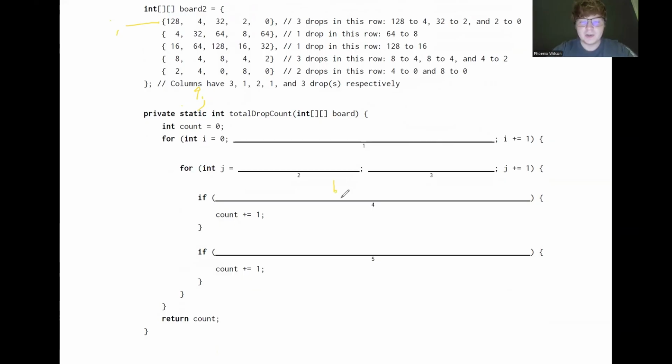Well, I'll just say if the guy to the left of me, if that's greater than me, I'm going to add one. And then same thing here. If the guy that is above me is greater than me, I'm also going to have to add one. But here's where we have to be a bit cautious.